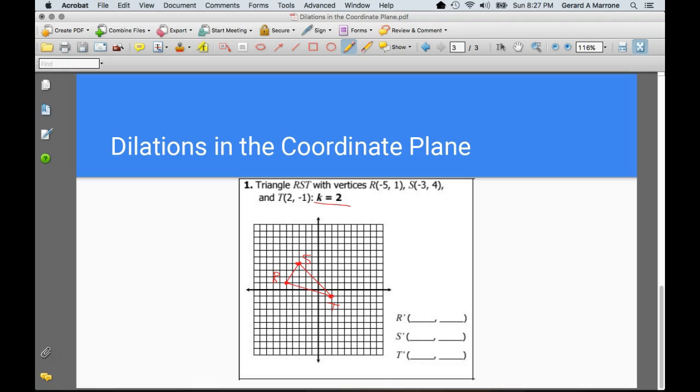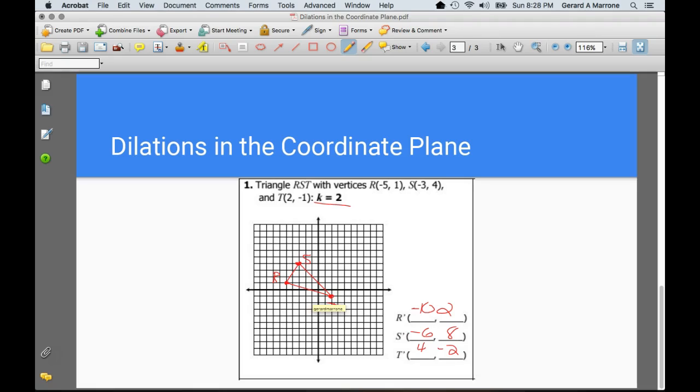And what you're going to do is multiply each point, each coordinate, your x and your y of each vertex, by the scale factor. So in this case, if R is (-5, 1), it's going to become (-10, 2). We're going to double each one. Same thing for S and for T. S becomes (-6, 8), and T becomes (4, -2). You're just going to expand each of these.